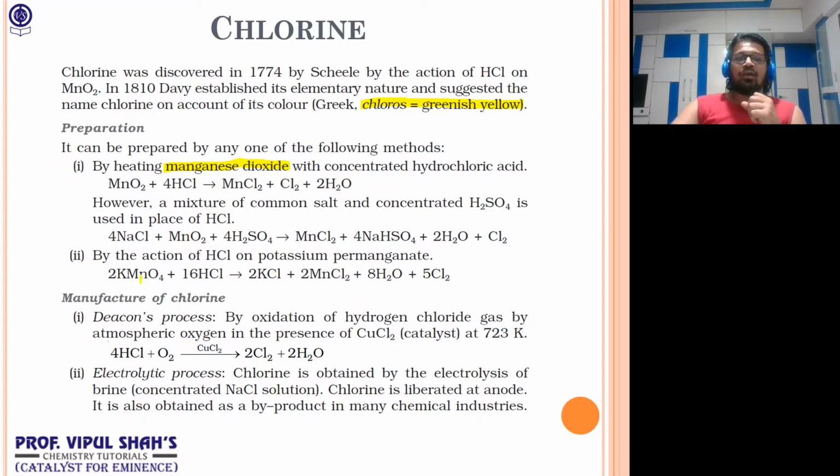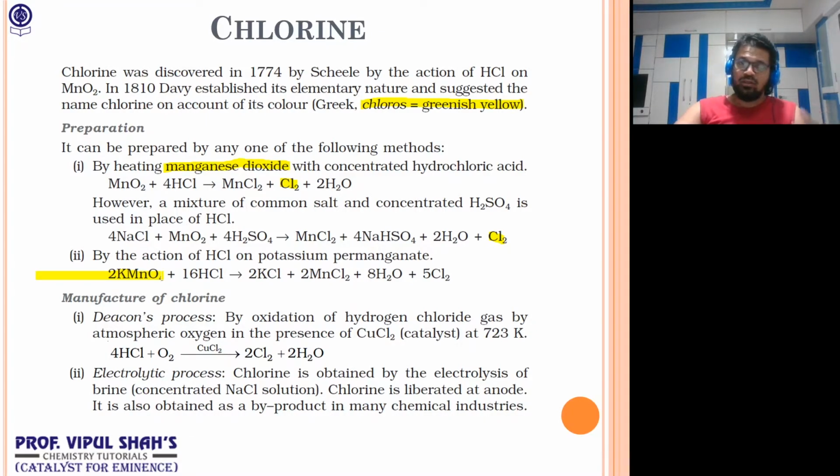We can also use a mixture of common salt, that's NaCl, and concentrated sulfuric acid. So if we use NaCl, MnO2 and H2SO4, then also we get MnCl2, sodium hydrogen sulfate, and chlorine gas is liberated. So these are the two methods. And the third one is action of HCl on potassium permanganate. We have done this in the d and f block part. KMnO4 is a strong oxidizing agent. Mn is in +7. So with HCl, +7 becomes MnCl2, +2, and HCl is oxidized to chlorine.